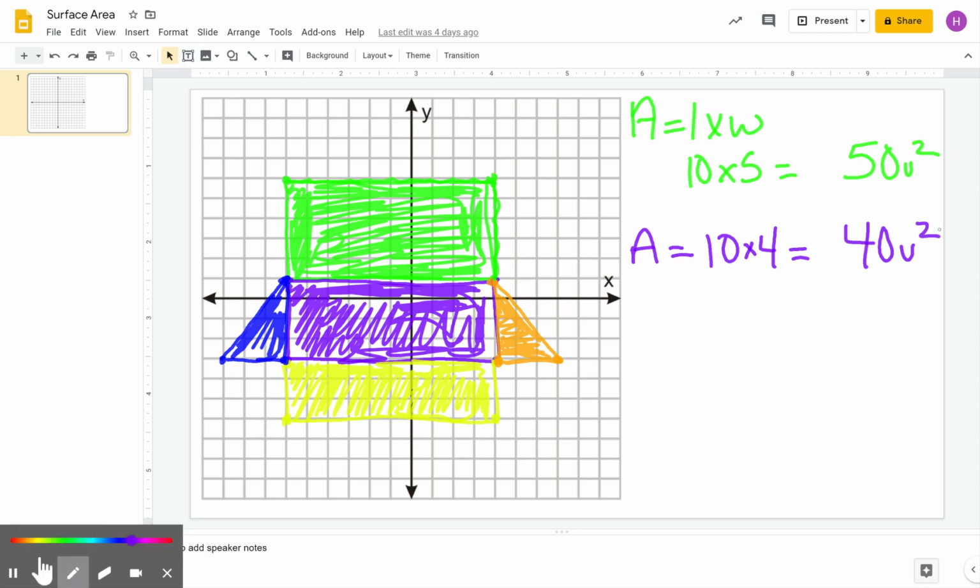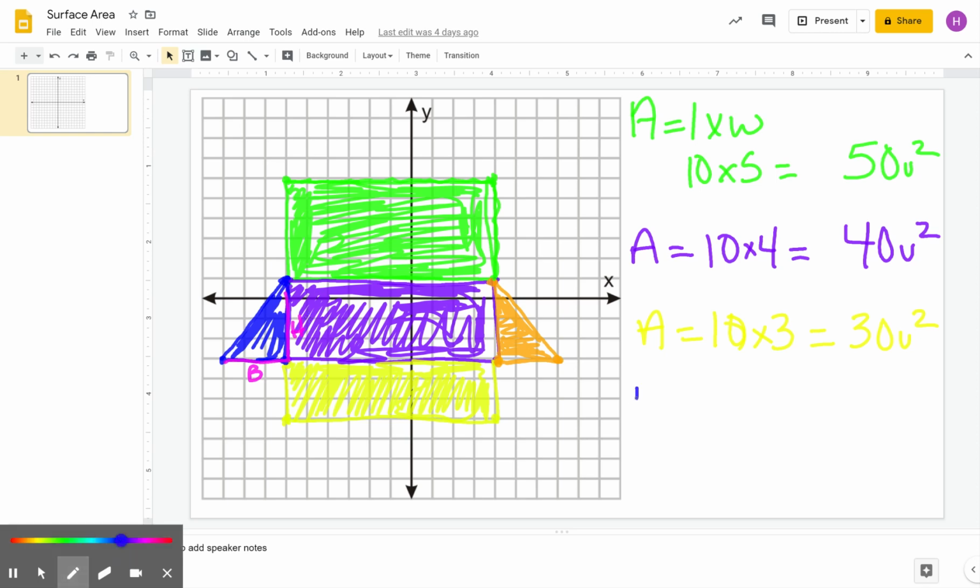Let's do our yellow. Again, we know that that length is 10 and the width is 3. So that is 30 units squared. Now let's take a look at our triangles. We know our triangle has to make a right angle. I will switch this color. There is our right angle right there. So this is our base and this is our height, which means the same thing over here.